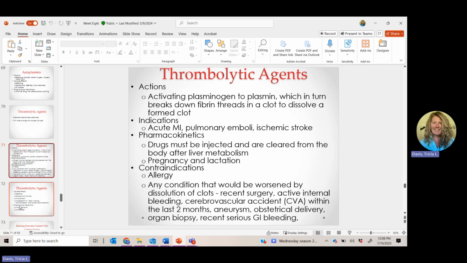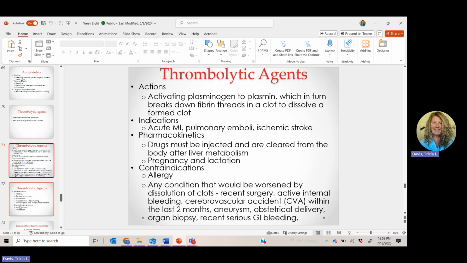Thrombolytic agents do. When do we give this? We give this when patients are having a blockage and they have an acute MI, they've had a pulmonary embolism that's traveled throughout the body, or if they're having an ischemic stroke, which is a blockage somewhere, okay? These are medications that are injected into the body.